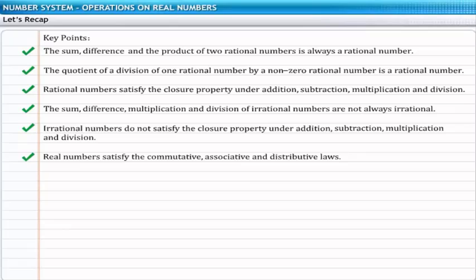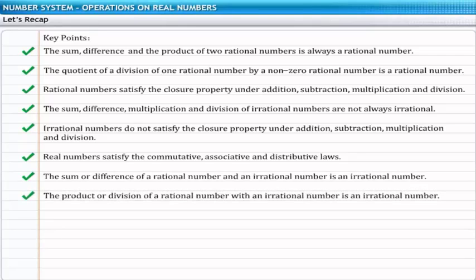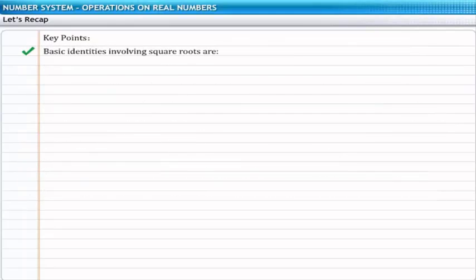Real numbers satisfy the commutative, associative, and distributive laws. The sum or difference of a rational number and an irrational number is an irrational number. The product or division of a rational number with an irrational number is an irrational number. Here are the identities involving square roots.